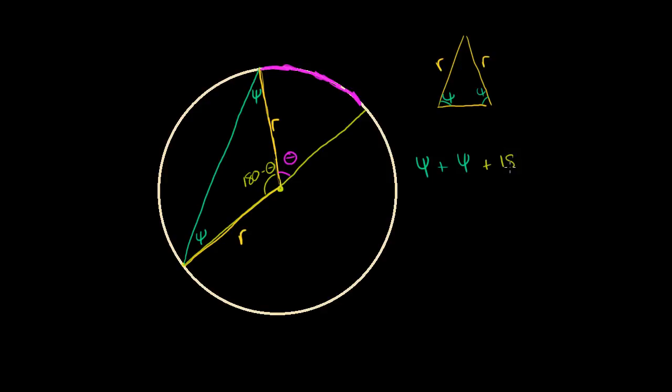minus theta, plus 180 minus theta. These three angles must add up to 180 degrees. They're the three angles of a triangle. Now, we can subtract 180 from both sides. Psi plus psi is 2 psi minus theta is equal to 0.